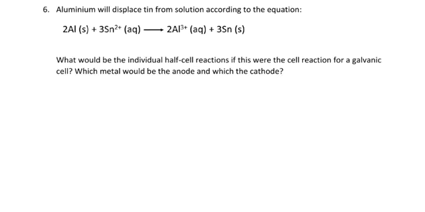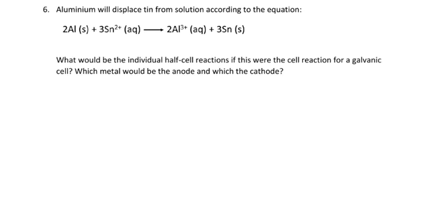Question 6. Aluminium will displace tin from solution according to the equation. What would be the individual half-cell reactions if this were the cell reaction for a galvanic cell? Which metal would be the anode, which the cathode? Okay, what would be the individual half-cell reactions? That's a very simple question to answer.